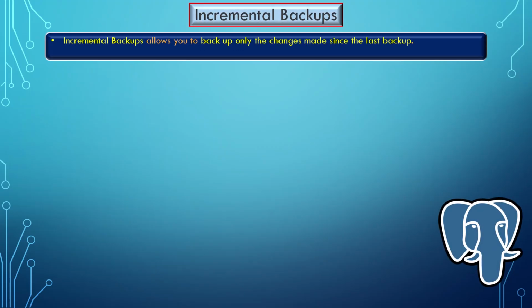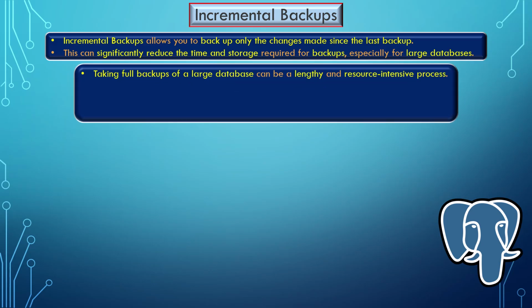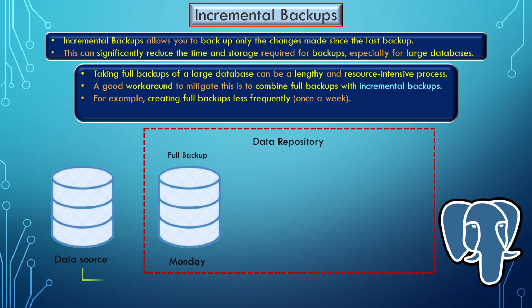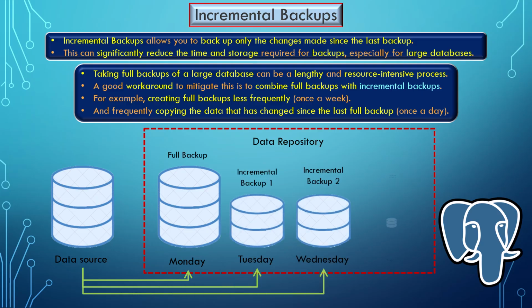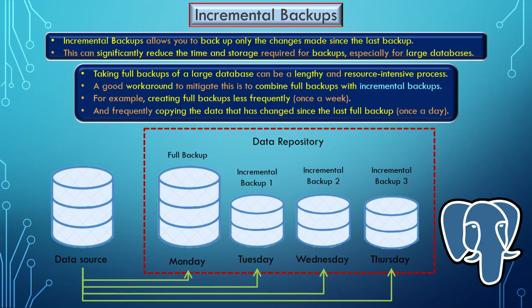Incremental backups allow you to back up only the changes made since the last backup. This can significantly reduce the time and storage required for backups, especially for large databases. Taking full backups of a large database can be a lengthy and resource-intensive process. A good workaround to mitigate this is to combine full backups with incremental backups. For example, creating full backups less frequently, like once a week, and frequently copying the data that has changed since the last full backup, like once a day.